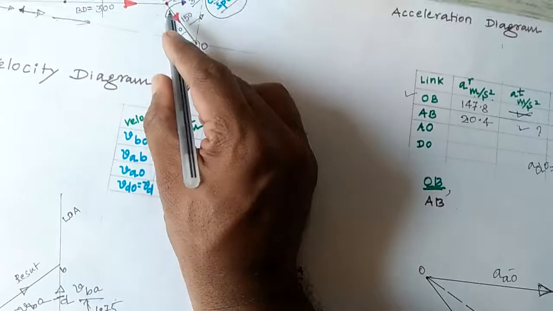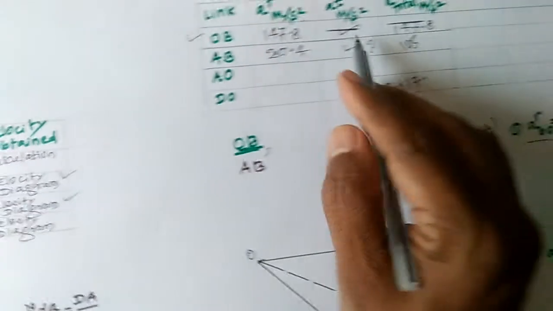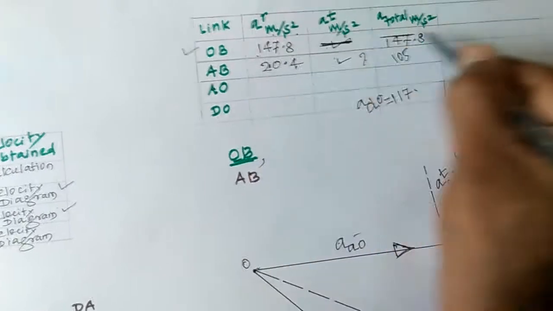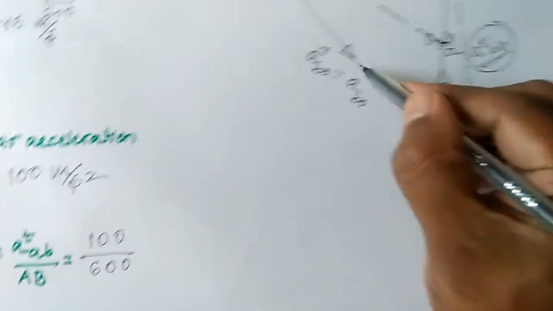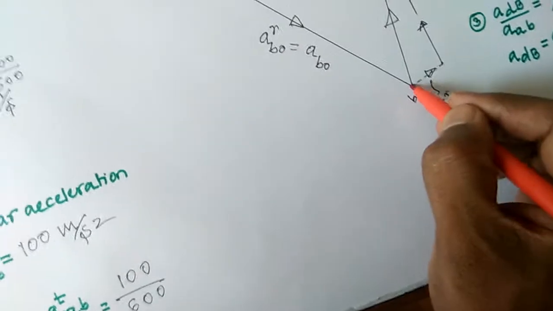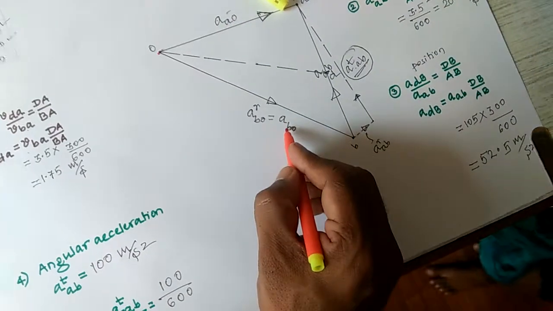For the OB link, you only have to consider the radial, because it is at constant speed, so there will not be any tangential. This radial equals A total. Then you have to draw OB, that is the radial, equal to BO.